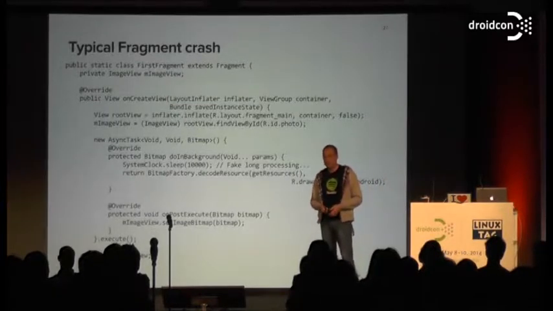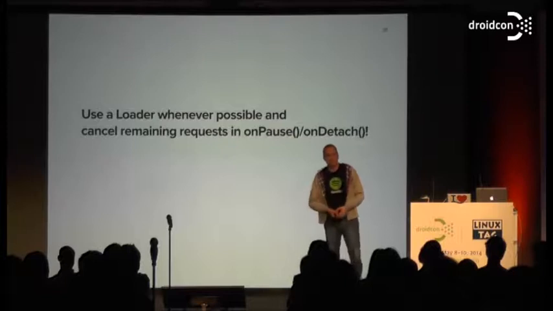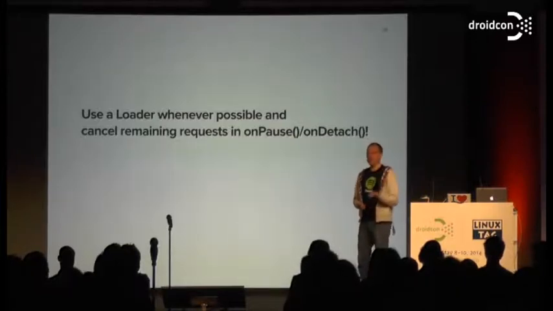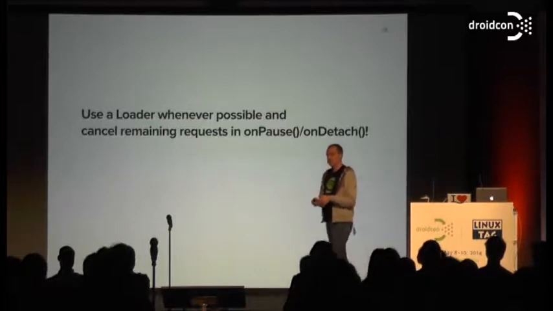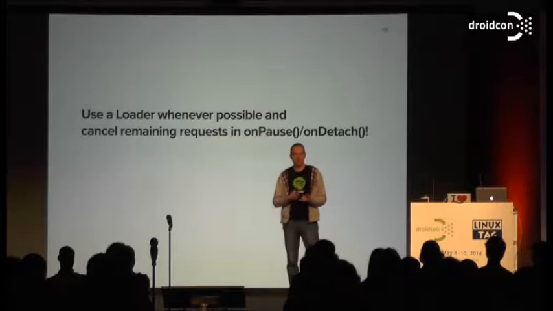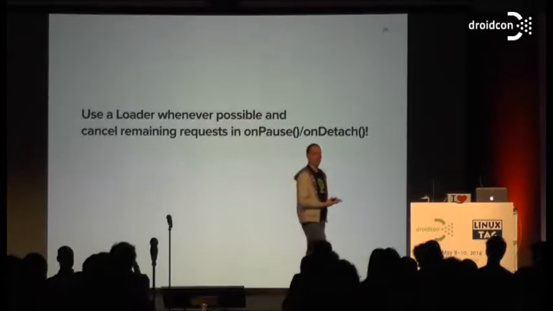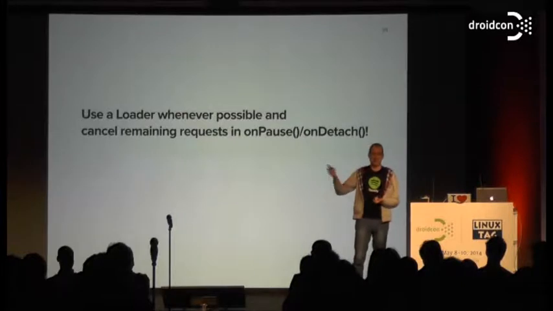So, not much to say here. Don't use the async task. First of all, use a loader whenever loading something into fragments. Make sure you cancel requests in onPause and onDetach. How many of you use the image library to cancel? Great, right? Remember to call cancel requests on the target that you loaded it into, thank you. Otherwise you might end up in the same thing.